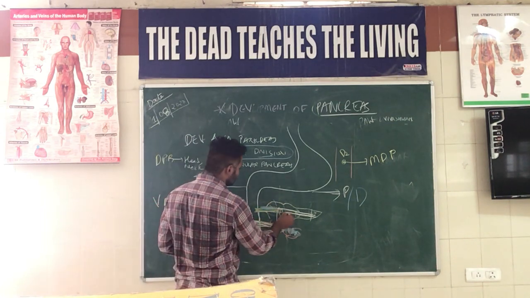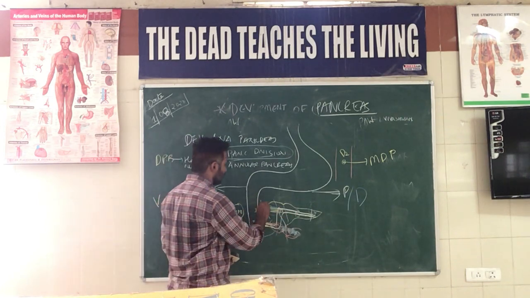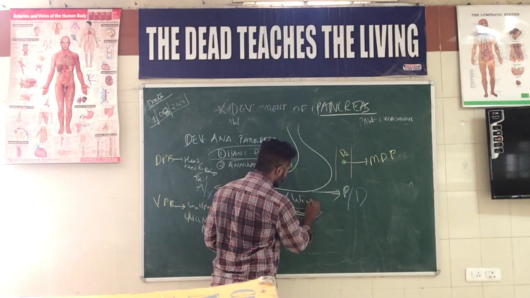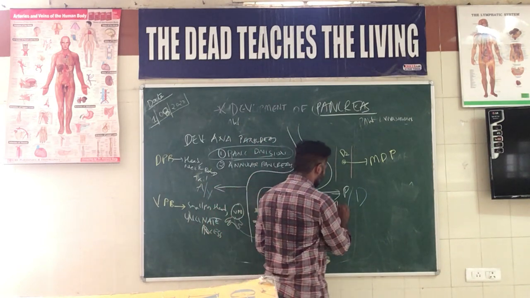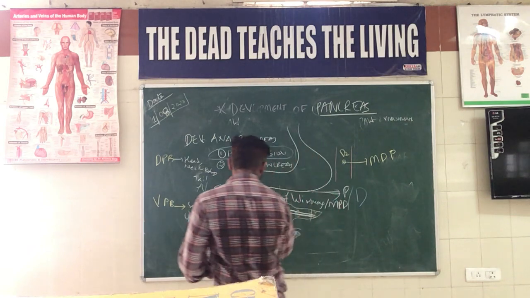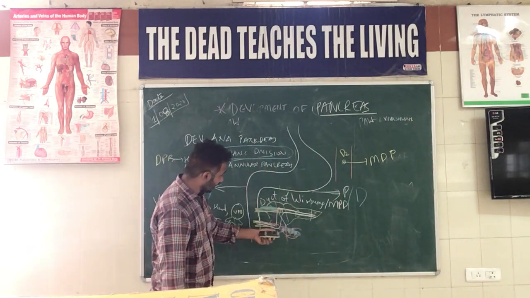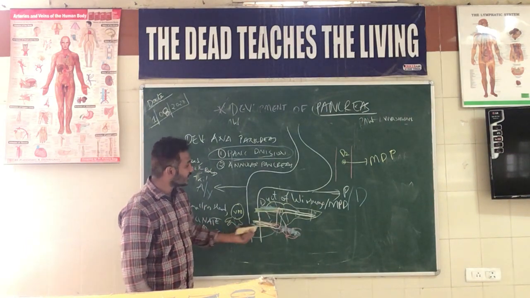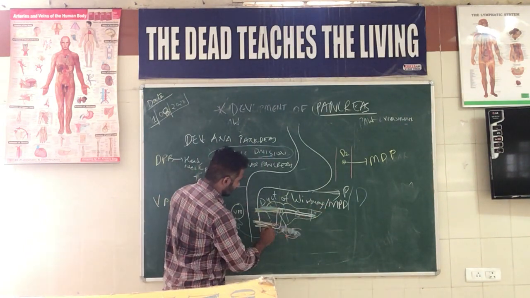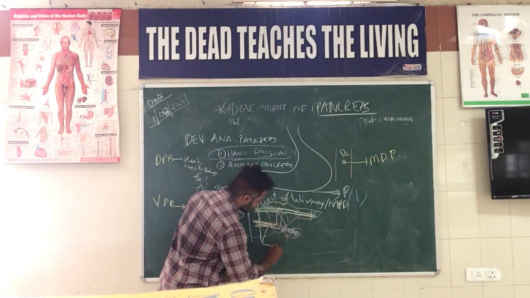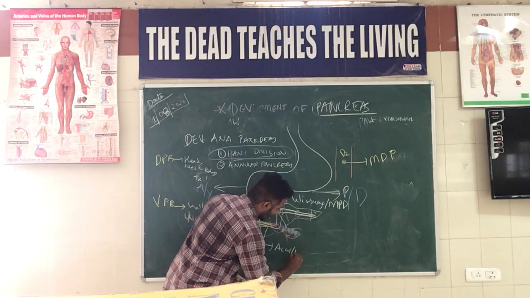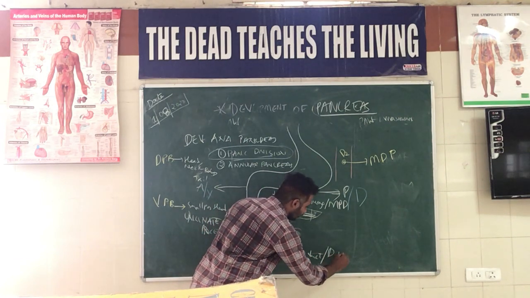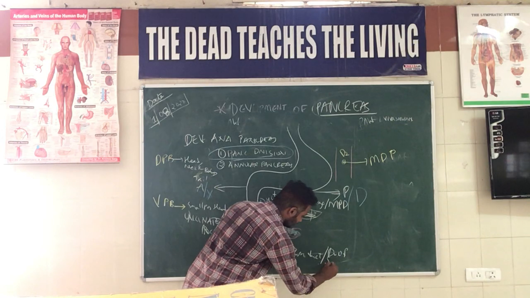The duct which is developed from the dorsal pancreatic bud is the main pancreatic duct, that is called the duct of Wirsung, or the main pancreatic duct. And the minor duct from the ventral pancreatic bud is the accessory pancreatic duct. This is the main pancreatic duct. This particular thing is called the accessory pancreatic duct. It is also called the duct of Santorini.